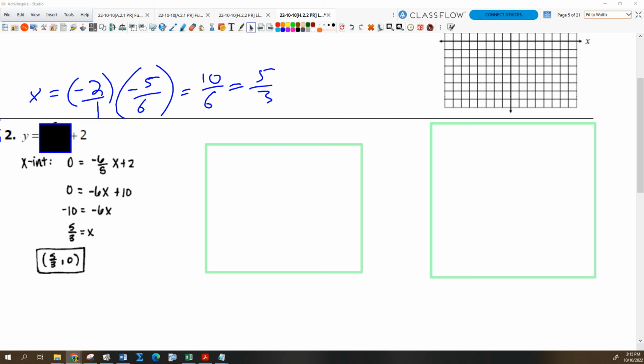So I get Y equals 2. No big deal, right?